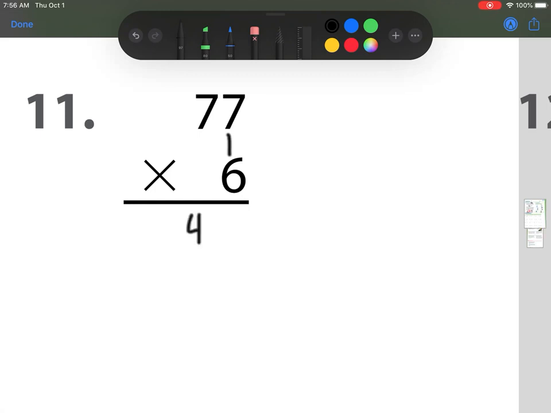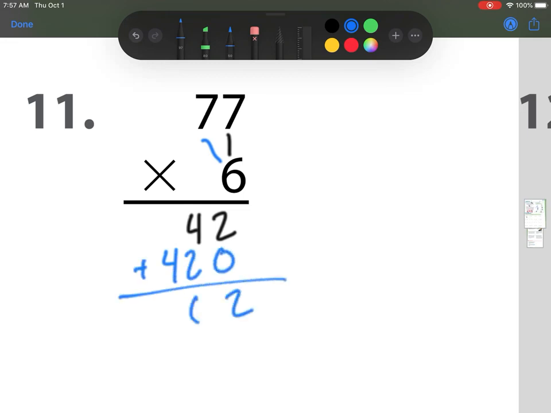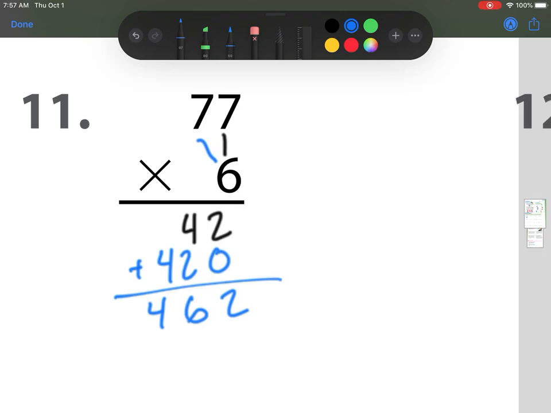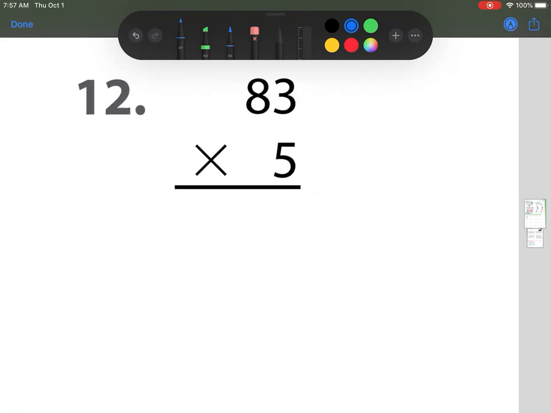6 times 7 is 42, and I put that 0 so I start on the hundreds place value. 462. Checking with estimation, this would be 8 times 6 is 48, so 480. My estimation I'm going to write over here, 80 times 5 is 400, so our answer should be close to 400.